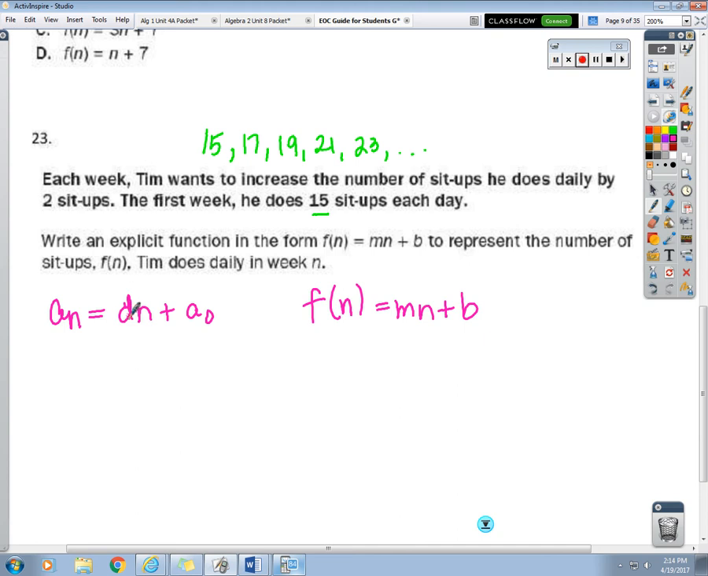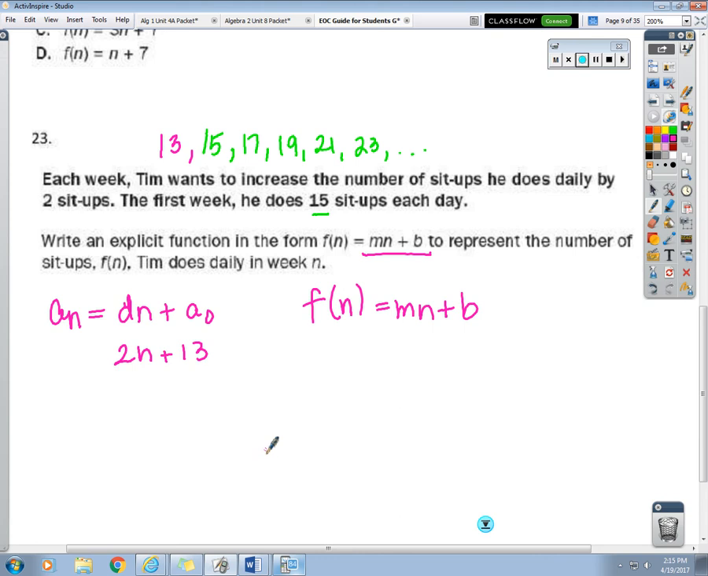Guys, d is the common difference, which means what they're going up or down by. And they're going up 2, so it's a positive 2. And then a sub 0 is the 0th term. If we'd gone backwards to the 0th term, it would have been 13. So there's your equation. Isn't 2n plus 13 in that form?